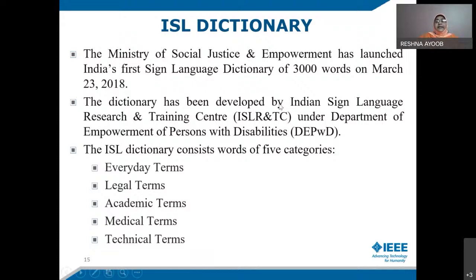The Indian Sign Language Research and Training Center under the Department of Empowerment of Persons with Disabilities developed the Indian Sign Language Dictionary. The first sign dictionary was launched in 2018. Later, in 2019, the second dictionary was launched, and in 2021, the third one. This dictionary consists of 5 different categories of words. Everyday terms include terms used in everyday communication like this, that, there, good morning, good afternoon, and legal terms, the terms required for legal purposes like court.